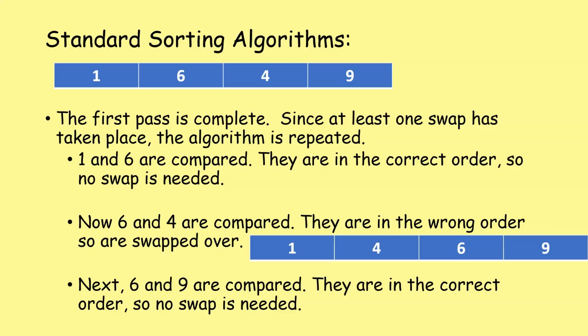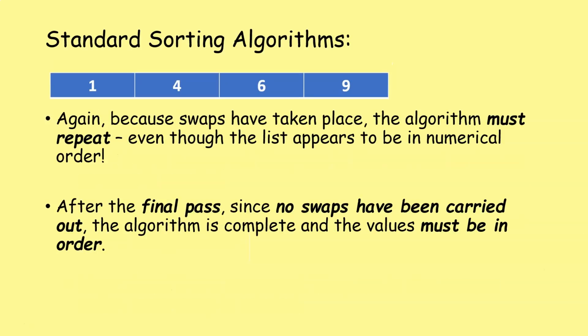Since at least one swap has taken place, we need to repeat the algorithm. 1 and 6 are compared. They're in the correct order, so no swap is needed. Now we compare 6 and 4. They're in the wrong order, so we swap them over. Next, 6 and 9 are compared. They're in the correct order, so no swap is needed. We're left with 1, 4, 6, and 9.